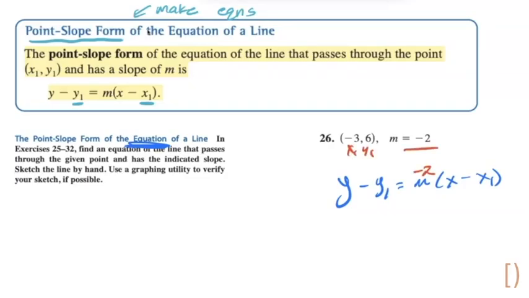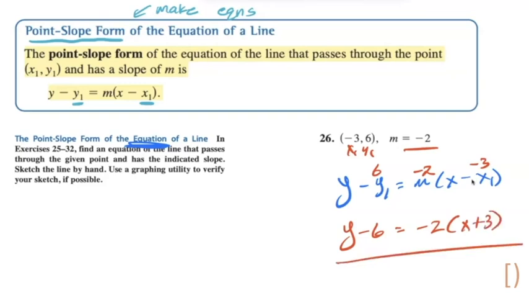1 goes there, negative 3 goes there, 6 goes there. You get y minus 6 equals negative 2(x, double negative, 2 negatives make a positive, x plus 3). And you're done. Unless they specifically say put it in slope-intercept form, which technically we haven't talked about yet. That's it. If they say make an equation of a line, there you go. That's an equation of a line.